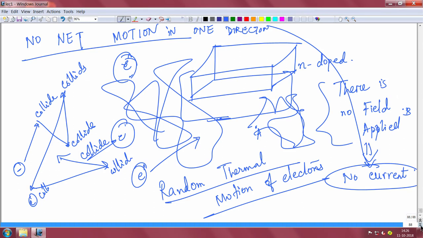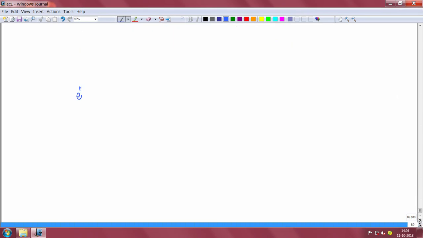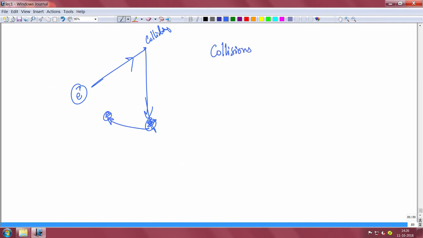And what are these collisions taking place from? When I say an electron is here, it's colliding and changing direction. Again, it's colliding here, again changing direction. These are not electron-electron collisions. For a moderately doped semiconductor, electrons do not collide with each other. Electrons are subatomic, wave-like particles. Collisions actually happen in two ways. One is that electrons will collide with vibrating atoms.